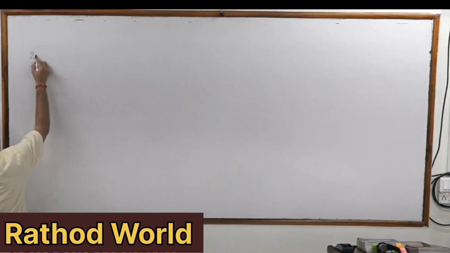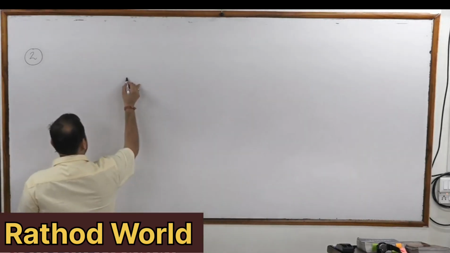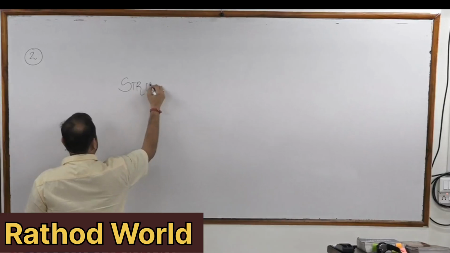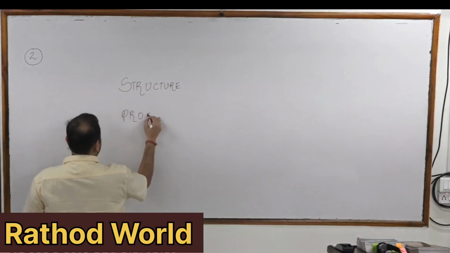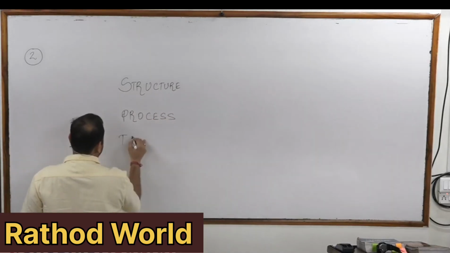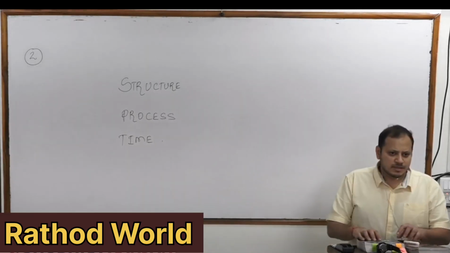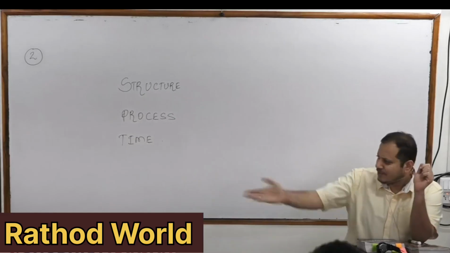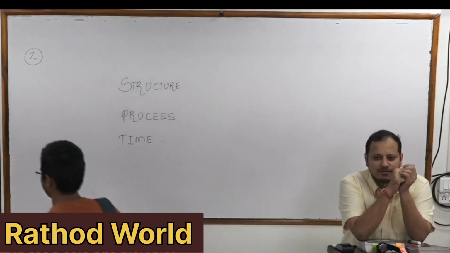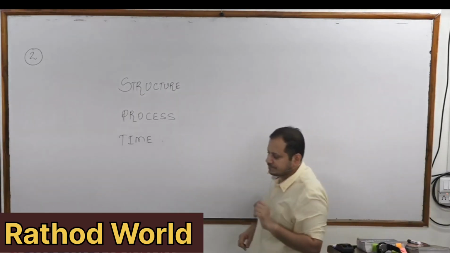Now the second law of geomorphology is the famous concept of Davis. That is, the landform is an outcome of structure, process and time. So Davis had given this famous formula, that is, any landform is an outcome of structure, process and the time.